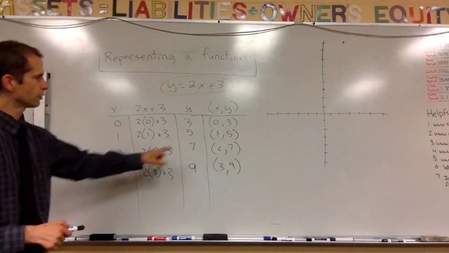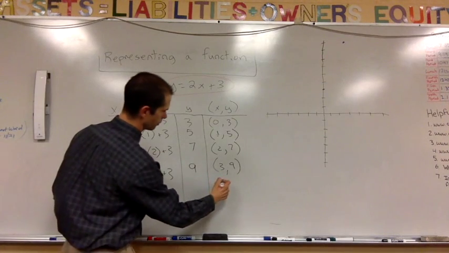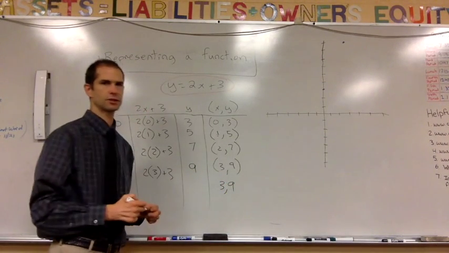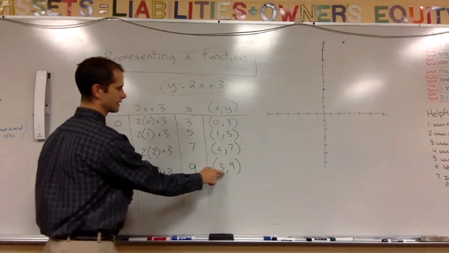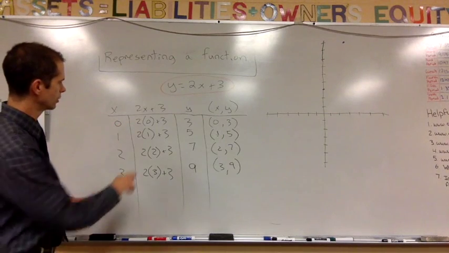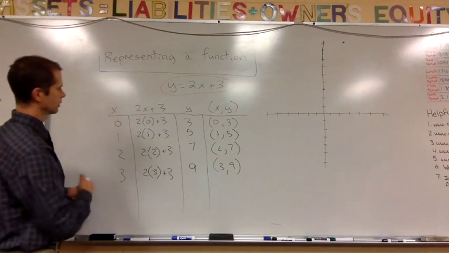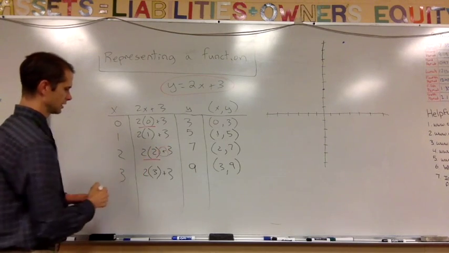Remember, when you write your ordered pairs, make sure you put the parentheses on there. You can't write your ordered pair like this. That's just two numbers separated by a comma. The parentheses tell us that it's a coordinate or an ordered pair. Also, make sure that you do your multiplication first and then the addition.